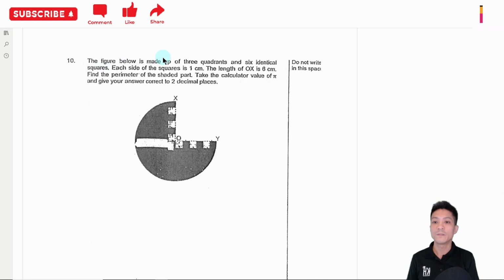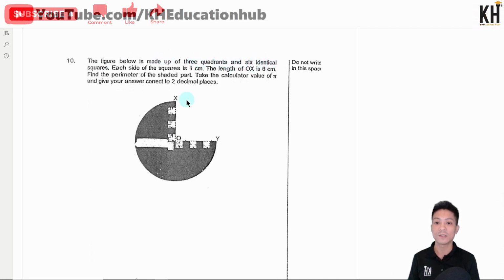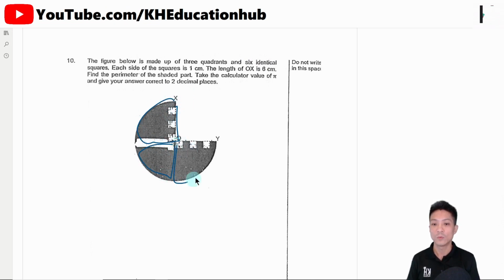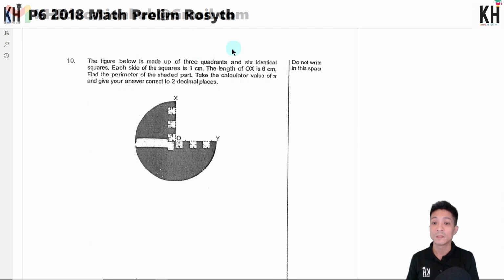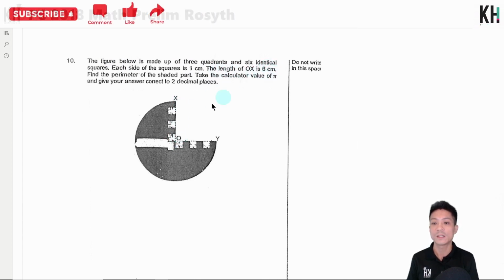Okay, question 10. The figure below is made up of 3 quadrants and 6 identical squares. So the 3 quadrants are here, 1, 2, and 3, and the 6 identical squares are 1, 2, 3, 4, 5, 6. Each side of the square is 1 cm. The length of OX, which is the radius, is 6 cm.